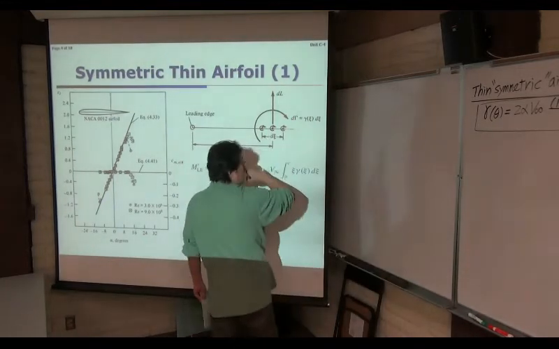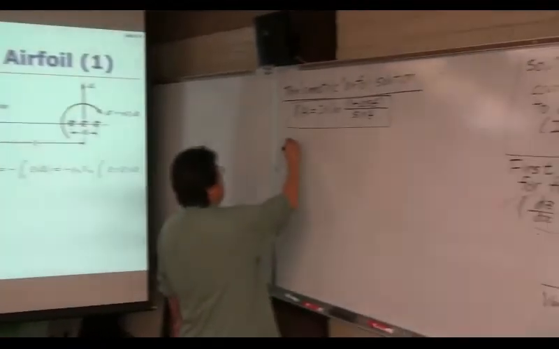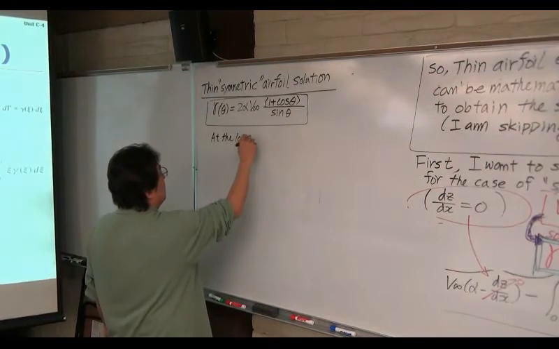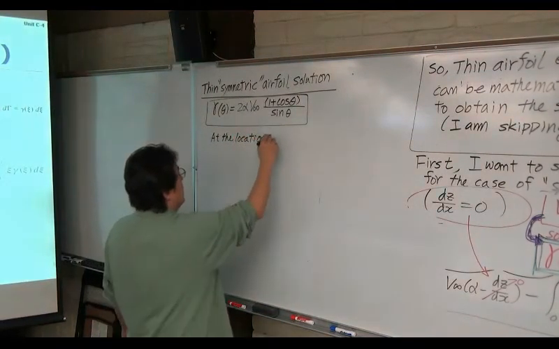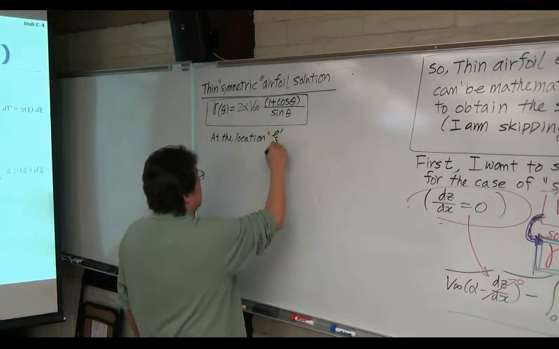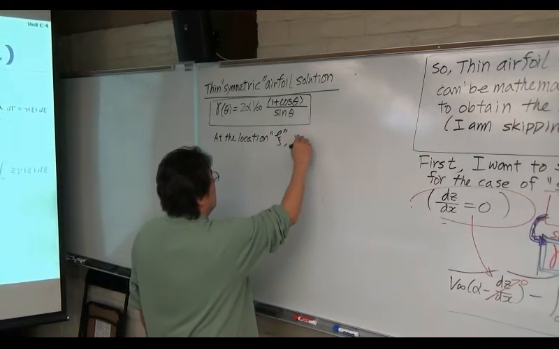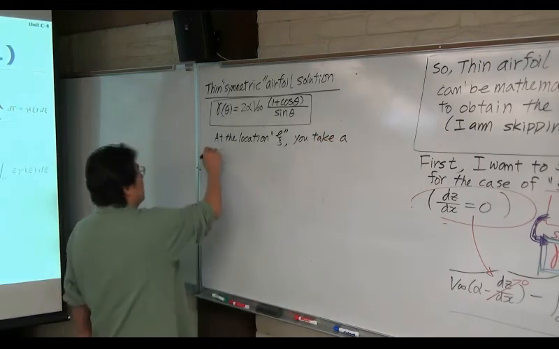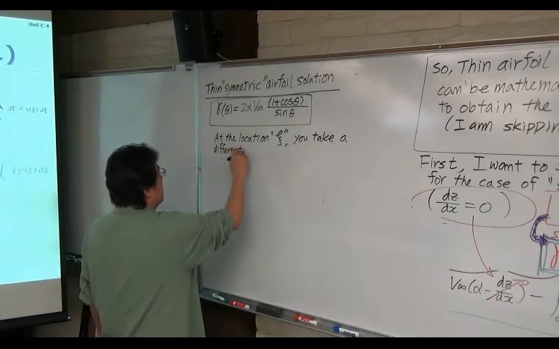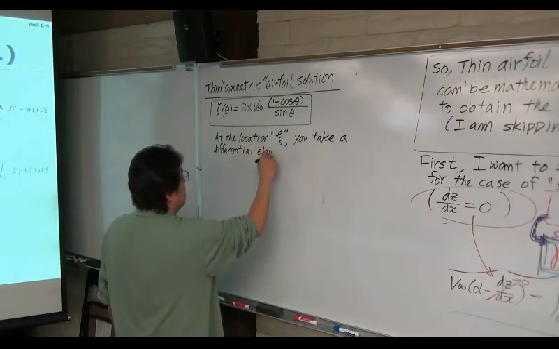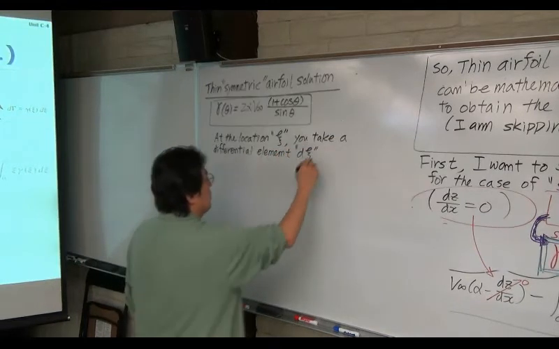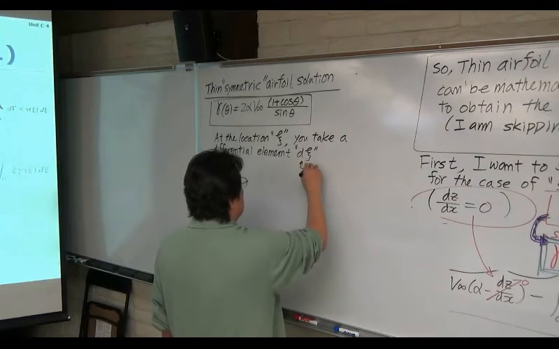Small tiny dl at the location xc. You take a differential element dxc. This is essentially a vortex panel.